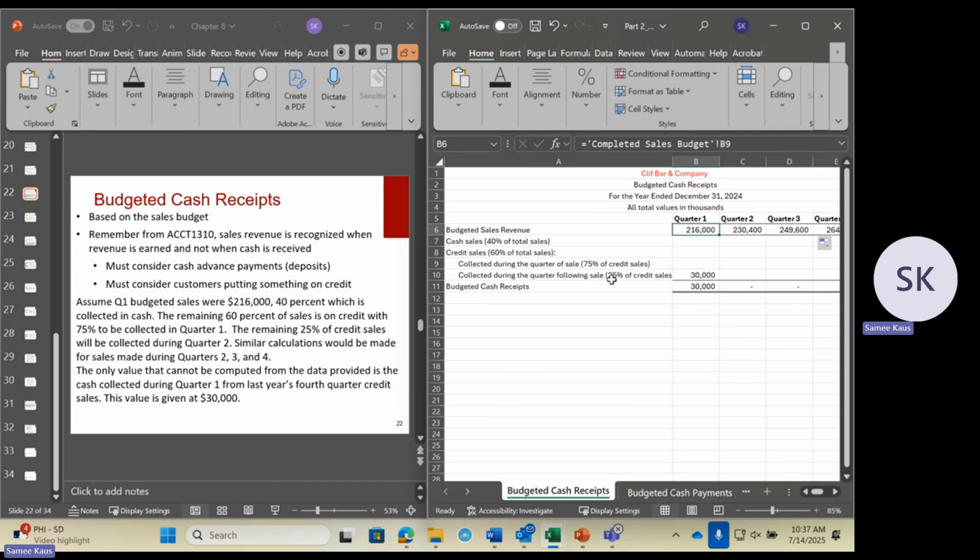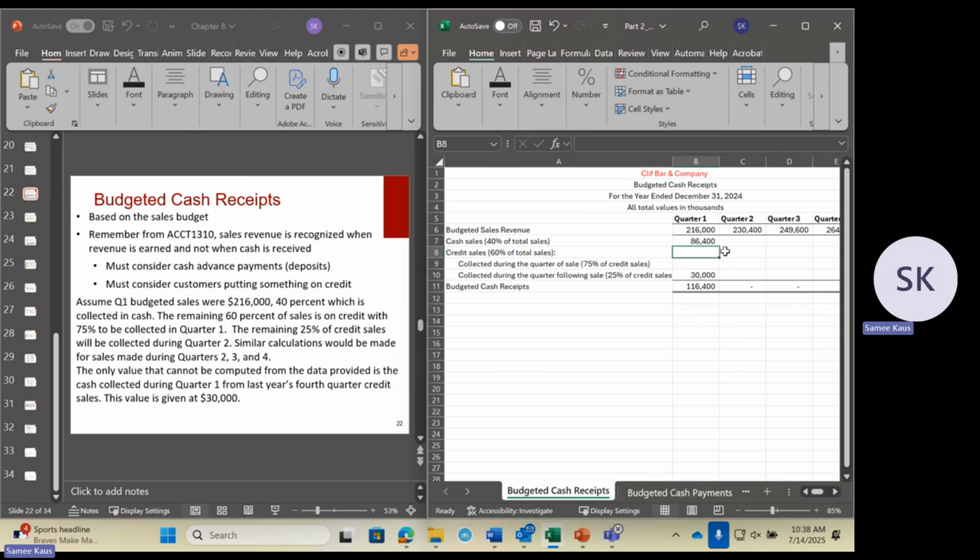The other thing that kind of throws a wrench in the plan is when a customer puts something on credit. That's when they give me cash in advance of me performing a service or providing a sale revenue item to them. So we have to take into account, of my total sales, what percent is actually collected in cash? Well, it tells me that I have 40% collected in cash. So of my total sales revenue, I collect 40%, or 0.4, in cash.